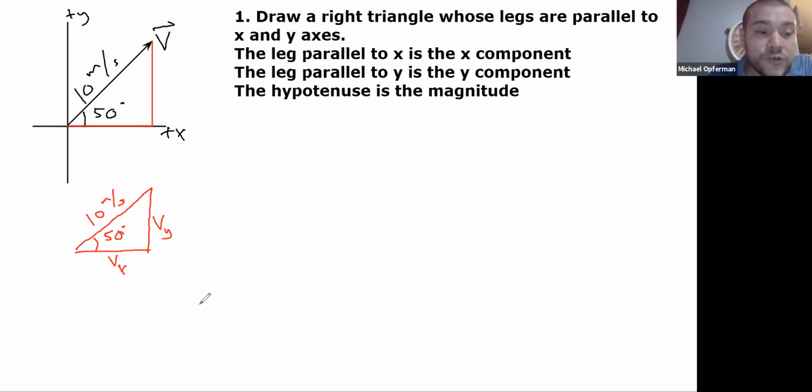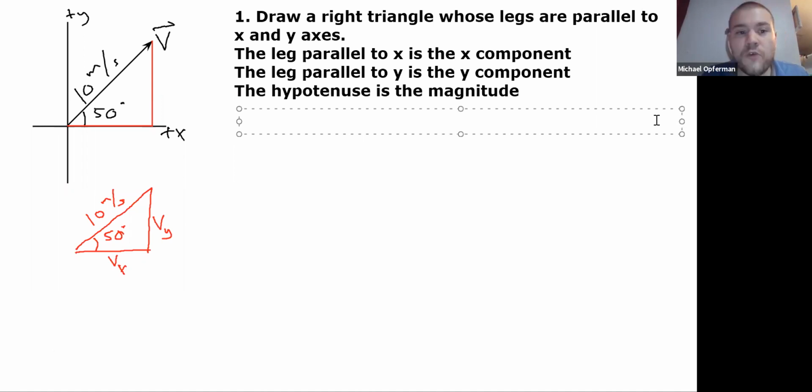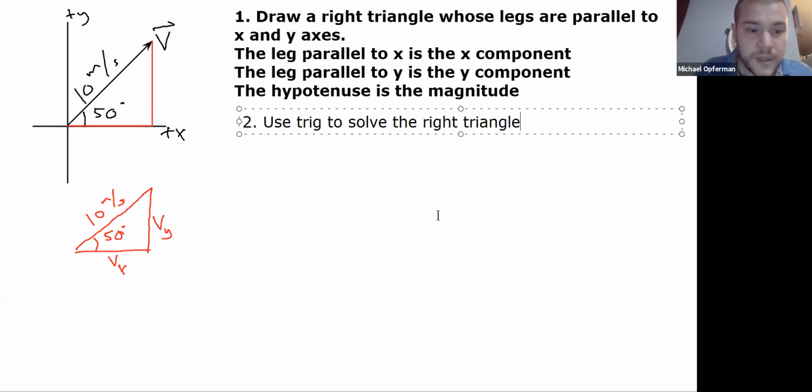How do you solve a triangle like this? And the answer is use trigonometry. If you're rusty on trigonometry, I made another video in the intro module to review how you do this. But step 2 is going to be use trig to solve the right triangle. So in this case, we would want to use sine and cosine to solve it.